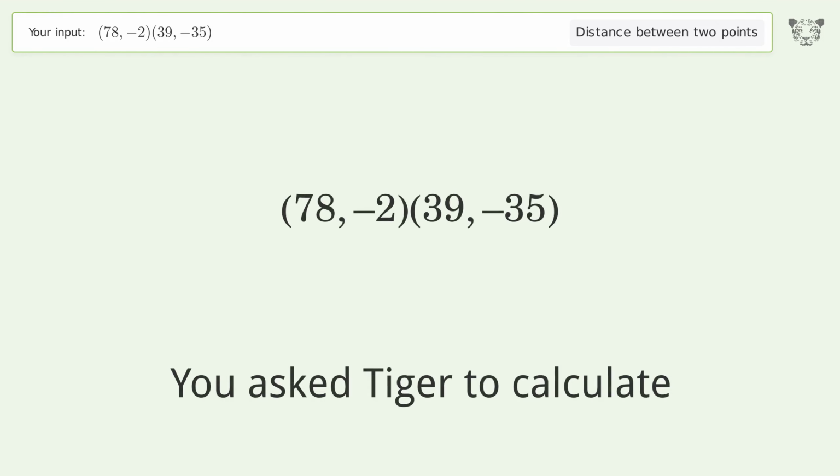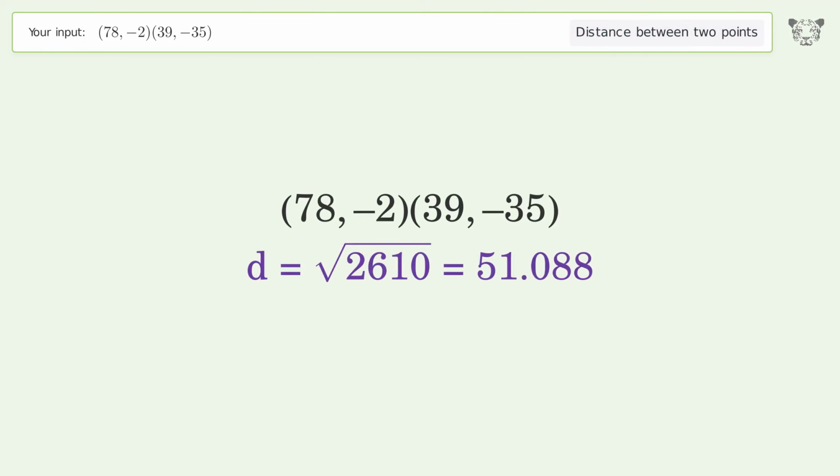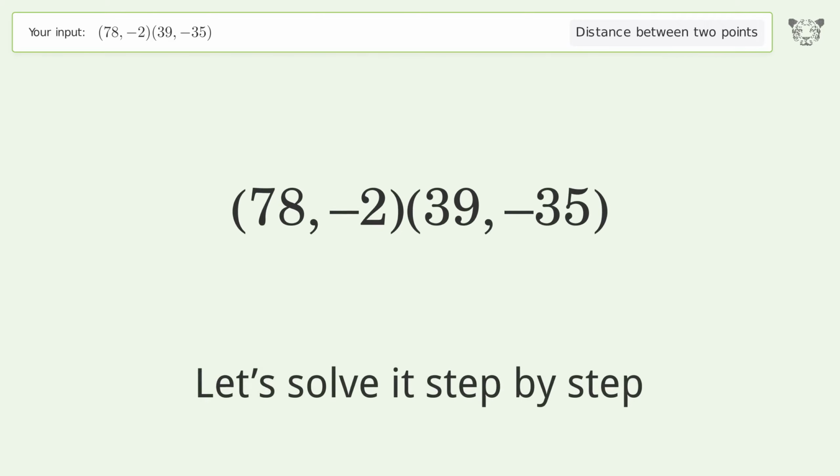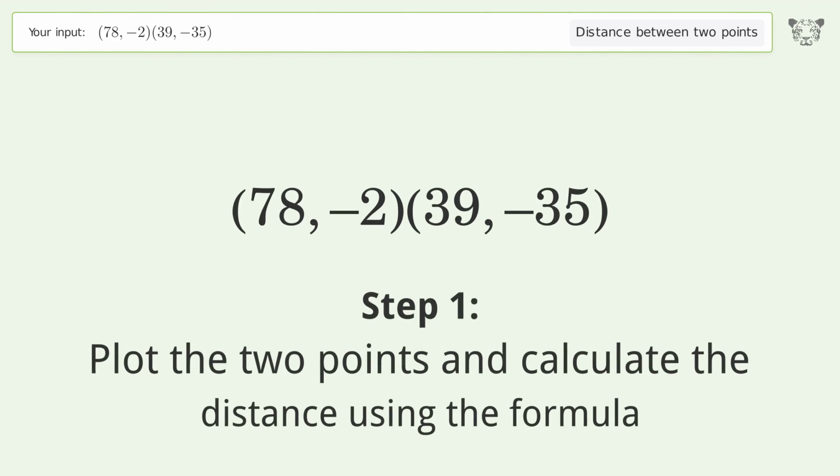You ask Tiger to calculate. This deals with the distance between 2 points. The distance between the 2 points is the square root of 2610, or 51.088. Let's solve it step by step. Plot the 2 points and calculate the distance using the formula.